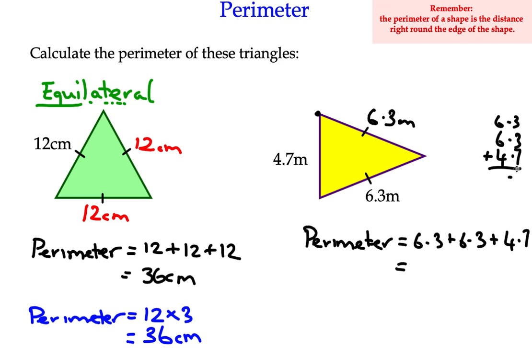3 add 3 is 6, and 6 add 7 is 13. So put down the 3 units, carry the 10, and then we've got 1 and 4 is 5, and 6 is 11, and 7 is 17. So there we've got 17.3. What does that mean? Units are in meters. 17.3 meters is the perimeter.